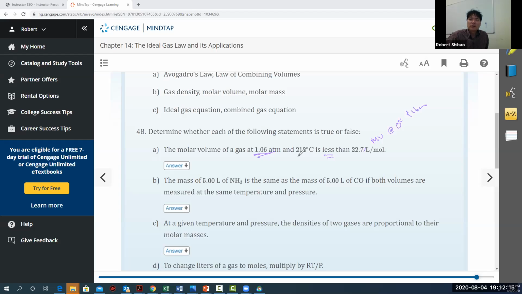But when we look at the temperature, it's 212 degrees C versus 0 degrees C. The temperature is much higher. The pressure is a little bit higher, but the temperature is a lot higher. We're talking about Kelvin though, so this will be 273, and this would be almost 500 Kelvin. So we're going from about 300 to 500 Kelvin, which is much more significant, almost doubling. The higher temperature is going to dominate, and so this is false.